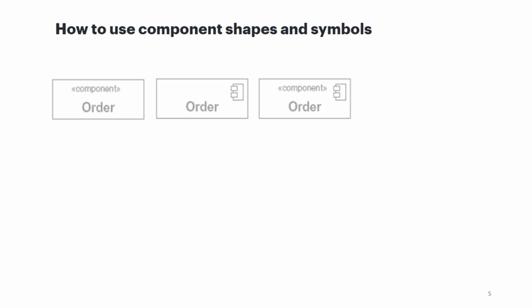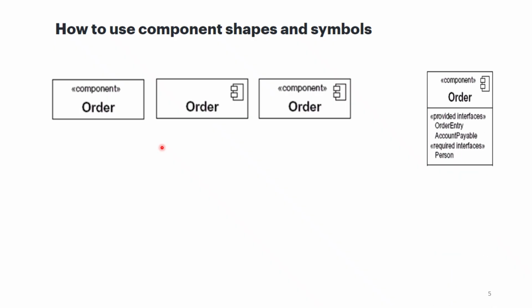How do we use these component shapes and symbols? For the component shape, if the name of the component is Order, we can use double angle brackets with the word component written before the name. Or, second, we can write the name of the component and at the top right corner write the symbol. Or we can mention the name, the component keyword, and the symbol along with the name. So there are three different ways we can indicate a component.